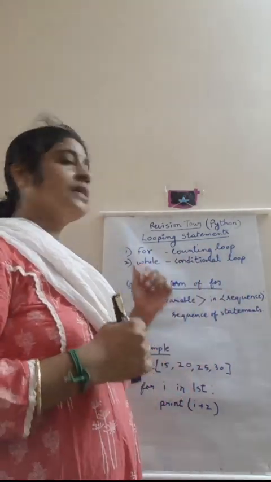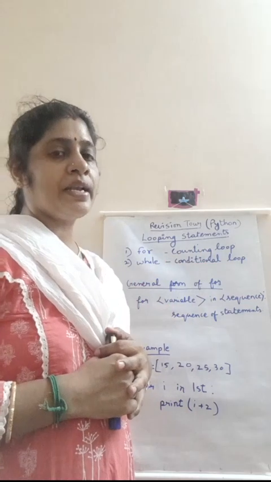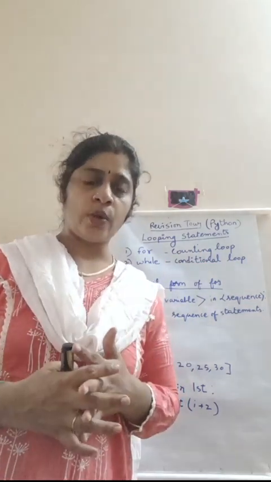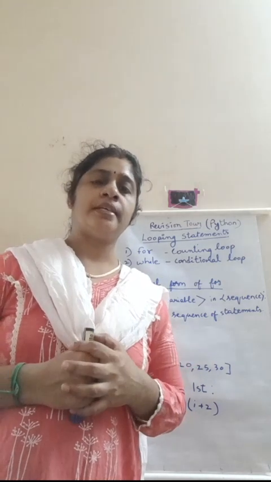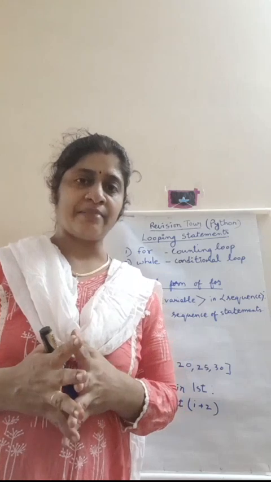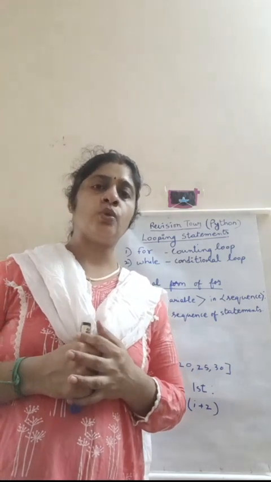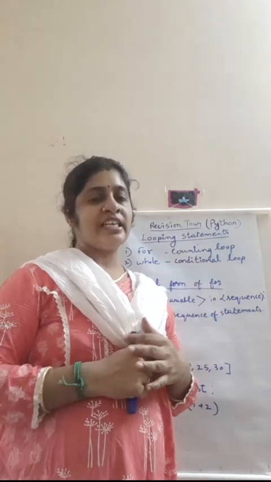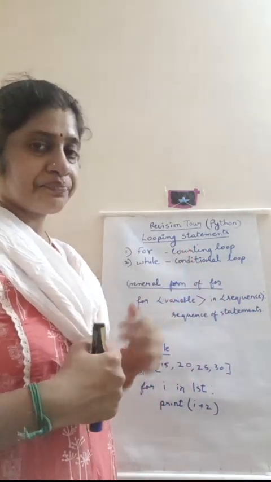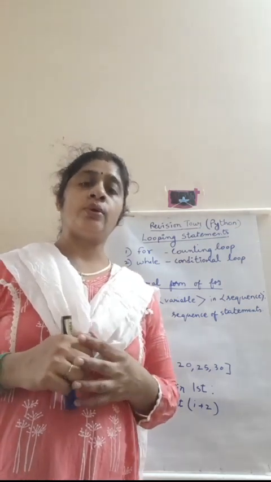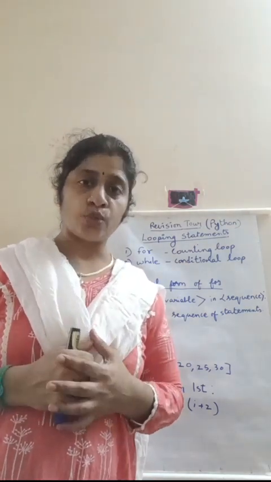And the next one is the while loop. What is a while loop? The while loop is also called a conditional loop. We prefer the while loop when we are not sure that the loop will be executed a fixed number of times. When we are not sure how many times the loop has to be run, at that time we prefer the while loop. That's why it is called a conditional loop, or you can also call it an entry control loop.